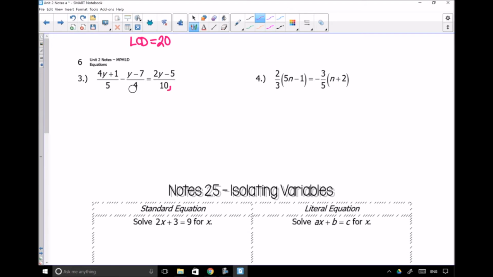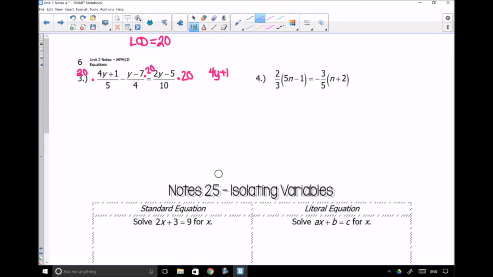So watch this. I'm going to do my work on the side. This is a little bit trickier. Write small because we've got a lot of work on the side that we need to write. So I'm going to take 4y plus 1 over 5. Again, I'm going to multiply every single term by 20. Now each one of these right here is considered just one term because it's just one fraction, okay?